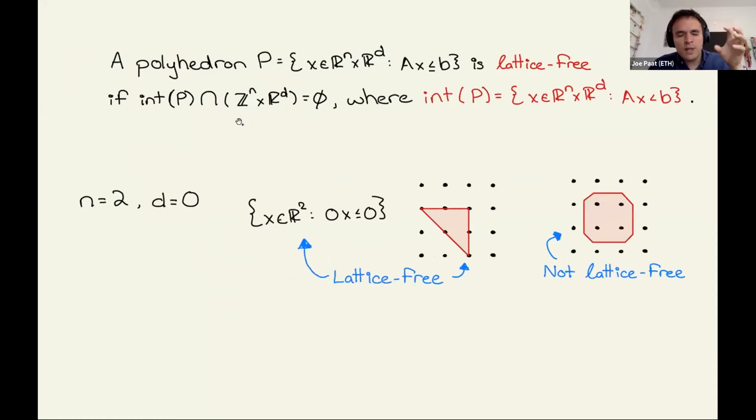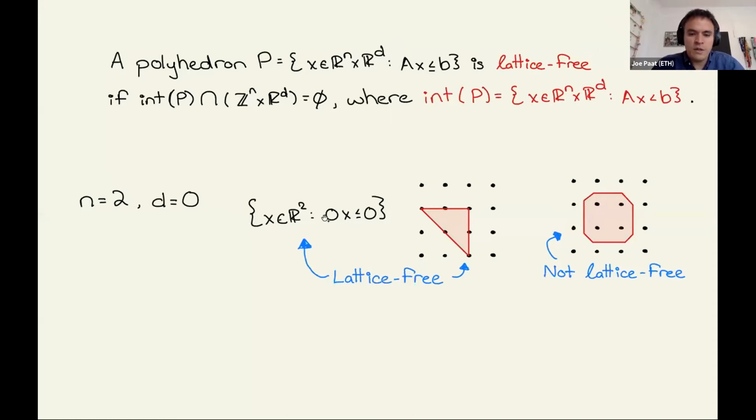So a few things. For us, a lattice is really a mixed integer lattice. So it's Z^n cross R^d. And we define the interior in a special way, and this is done to unify our results. For us, we define the interior of a polyhedron to be all of those points that strictly satisfy all of your inequalities.